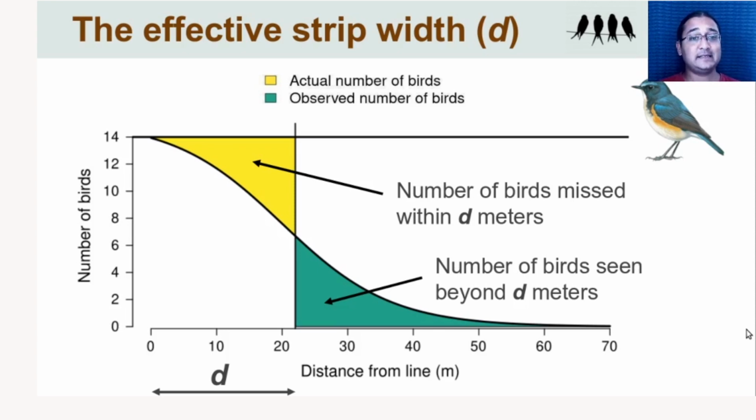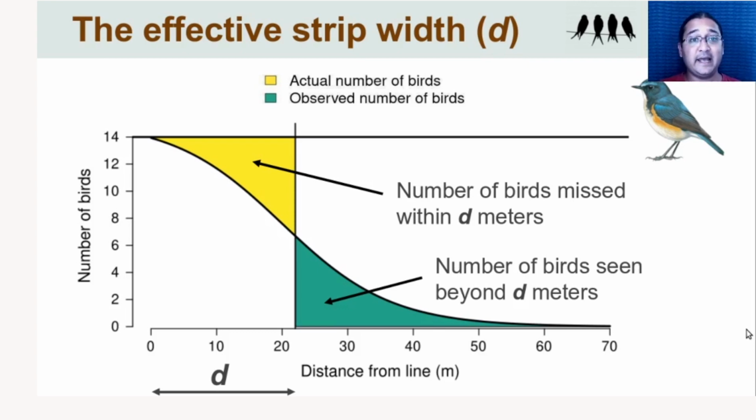Now that distance is not constant. It's going to be different for different habitats, and different for different species. But based on the data that we collect and these distance-based relationships between the number of birds seen and the distance from the line, at some particular distance, in this case 22 meters, the number of birds that have been missed within 22 meters is equal to the number of birds that are seen beyond 22 meters.